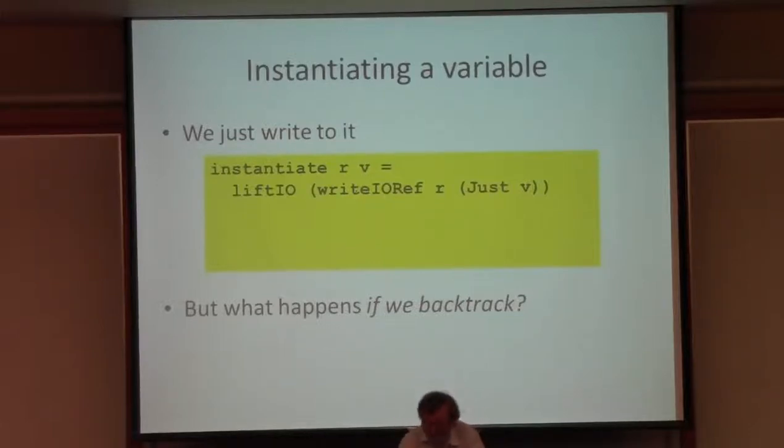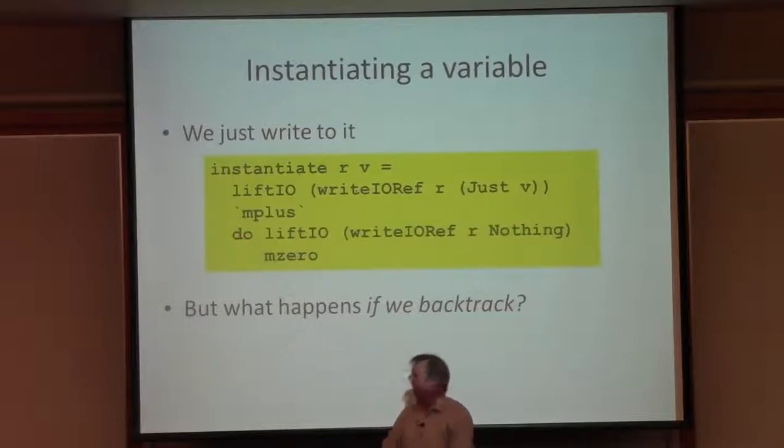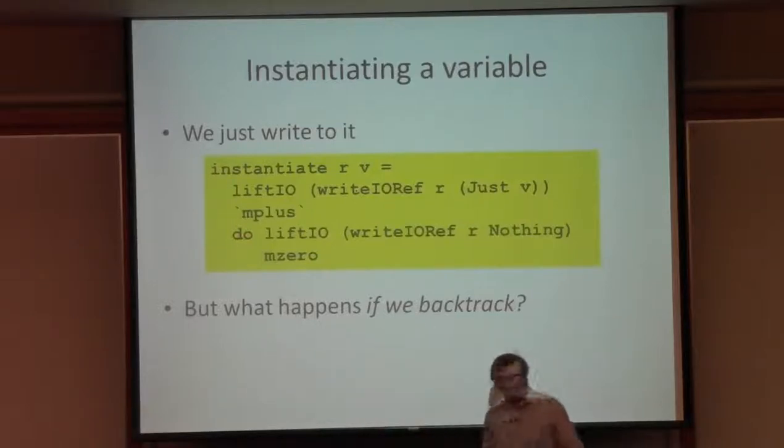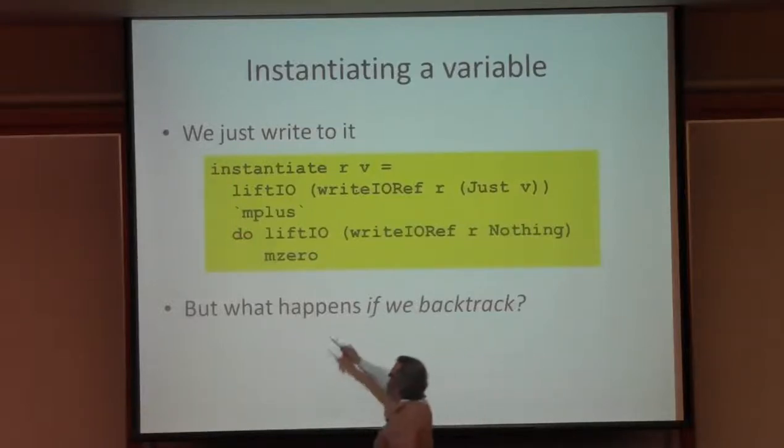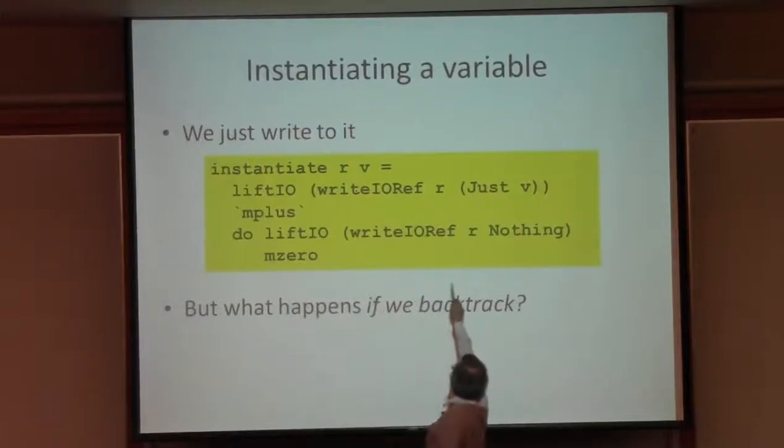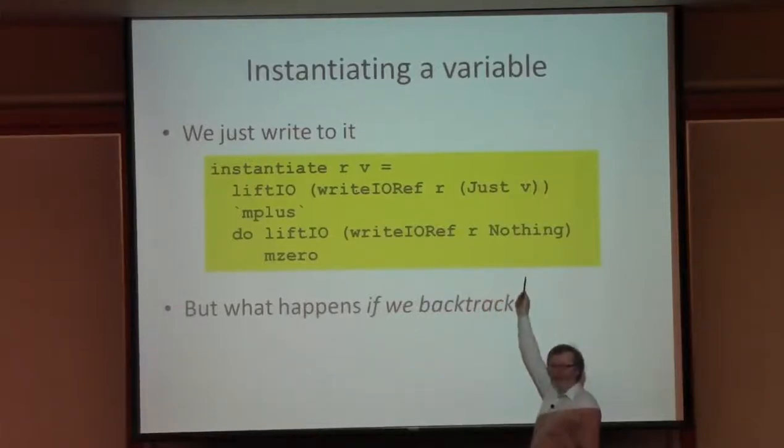So what I have to do is get rid of that value somehow. How can I do that? I can just add a backtracking alternative with MPlus that says, when we backtrack to this point, write to the variable again, but put nothing back into it.